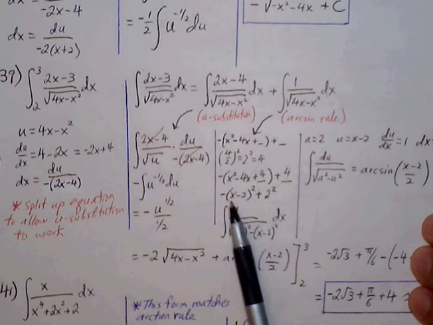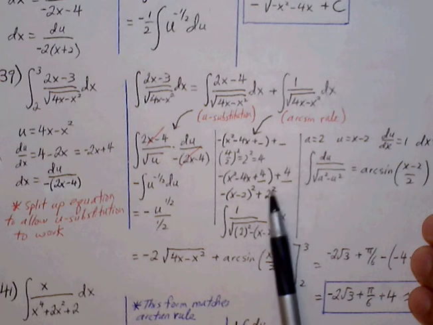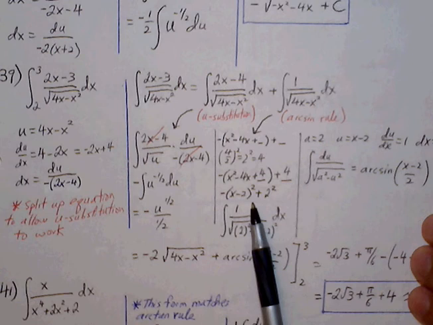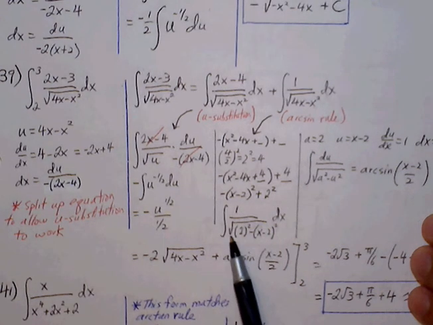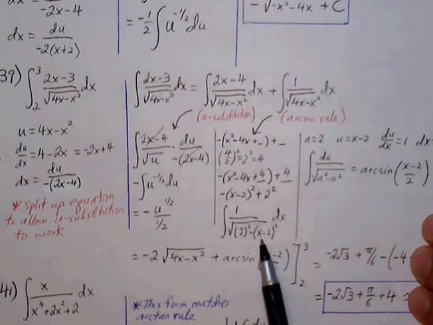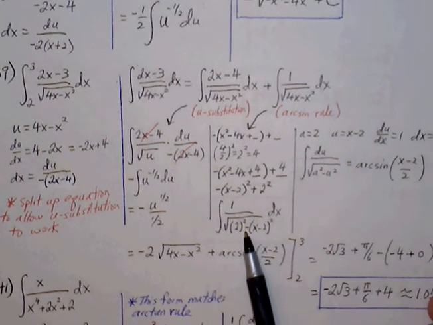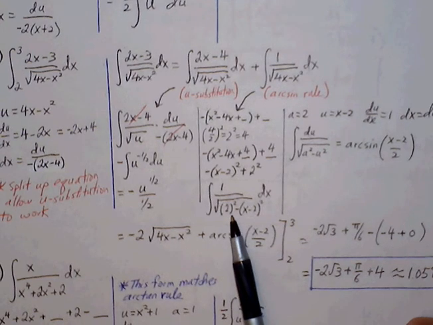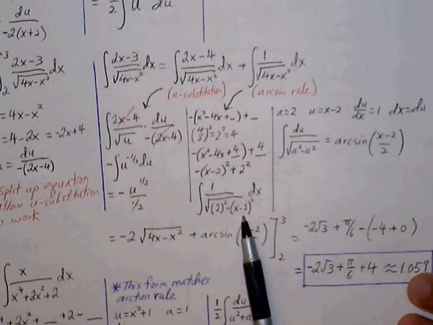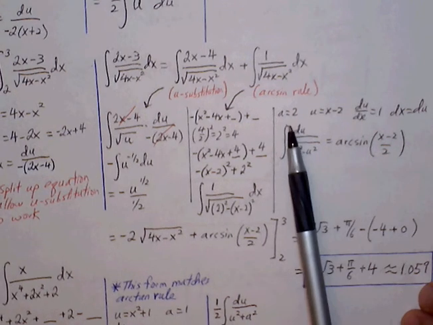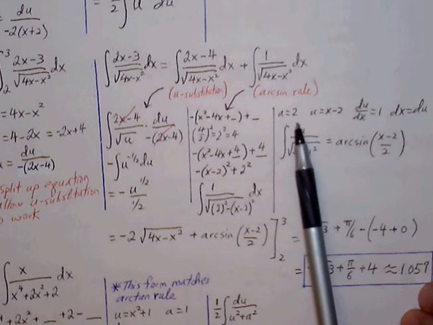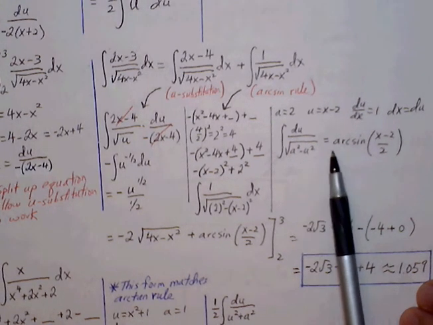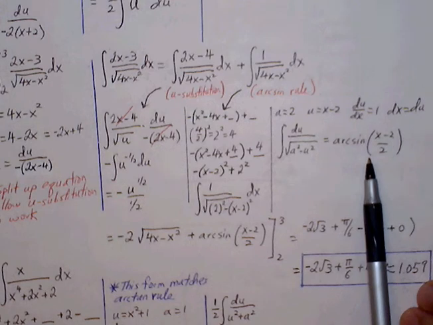Okay, factor, this becomes x minus 2 quantity squared. This 4 becomes 2 squared. So I want to rearrange with the positive term in front. So square root of 2 squared minus x minus 2 squared. Now this will match up nicely with the arcsine rule because the arcsine rule has the constant first. Our a value is 2, our u value is x minus 2. So now we can simply plug in: du over square root of a squared minus u squared is arcsine of x minus 2 over 2.